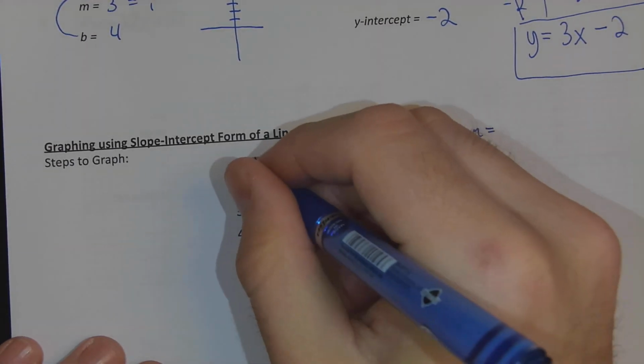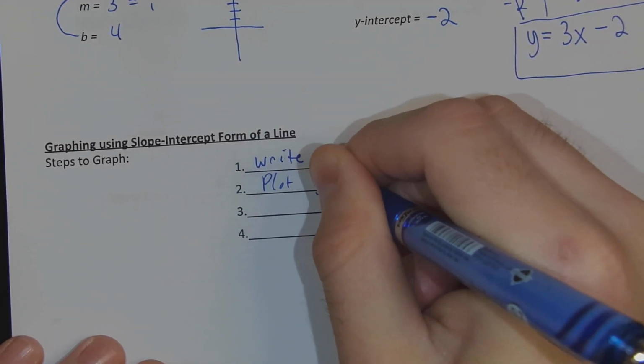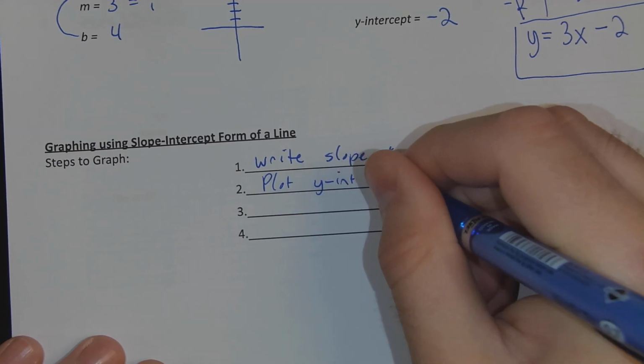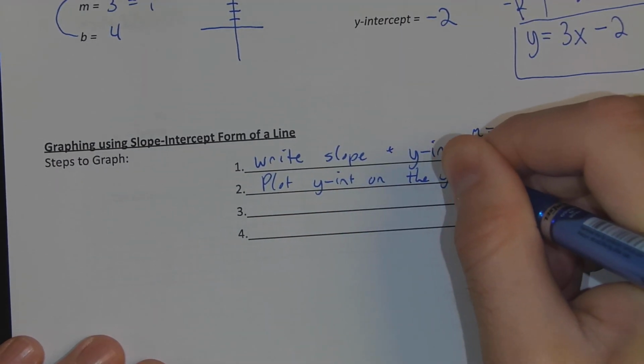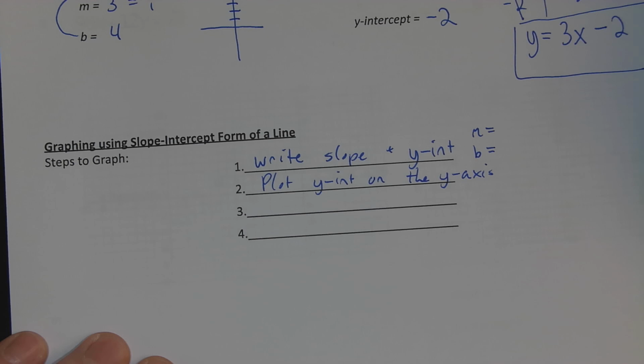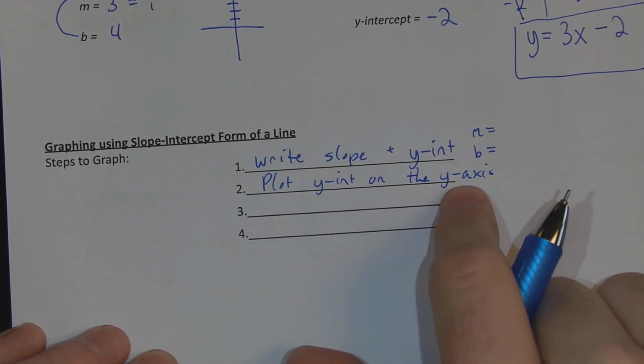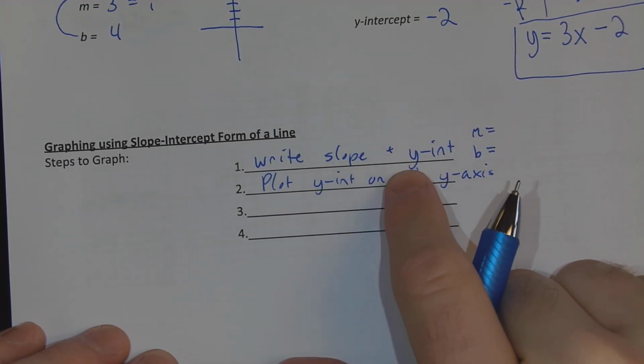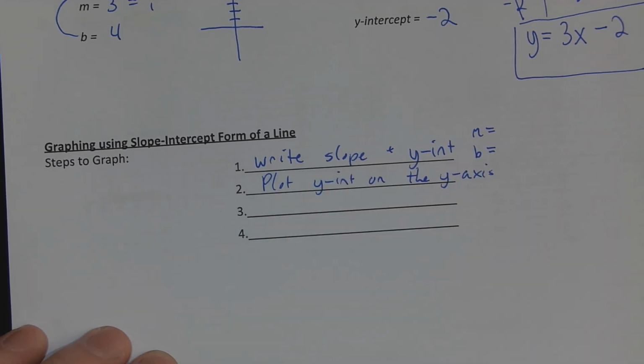Step 2, plot the y-intercept on the y-axis. The y-intercept is your starting point, okay? Where you start all your lines from. So that's the first step after you write down the information. That's the first point that goes on your graph.